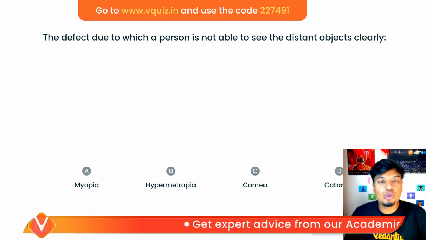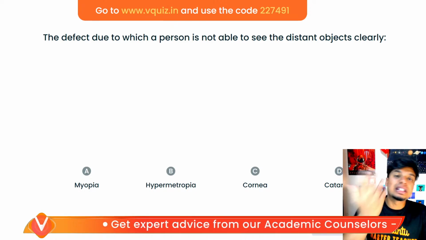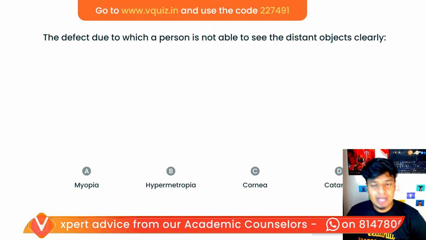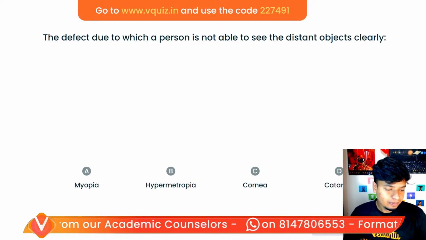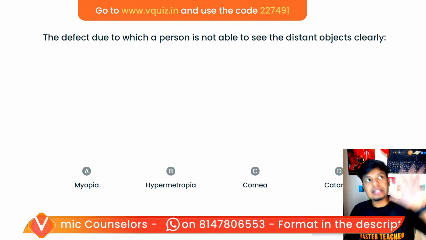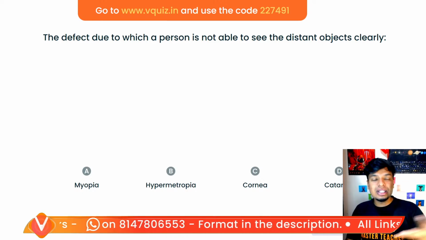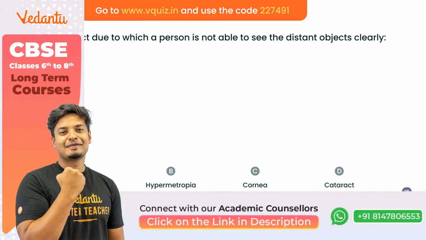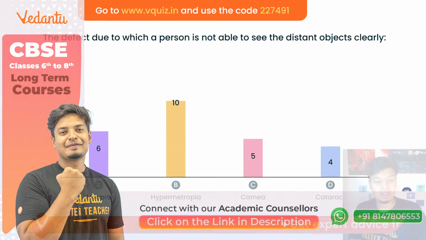The defect due to which a person is not able to see distant objects clearly: myopia, hyperopia, cornea, cataract. The person is not able to see distant objects. So what is that defect? Tell me. Quick, guys, quick. Time up.